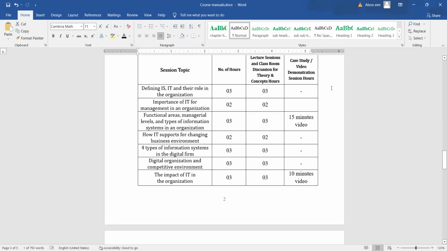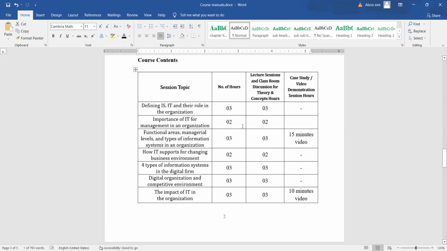The next and last column is a case study or video demonstration or session hours. So it means if this particular session has any kind of video demonstration or case discussion, I'm going to take the allocated time for that purpose. Okay, so we are going to discuss various topics.